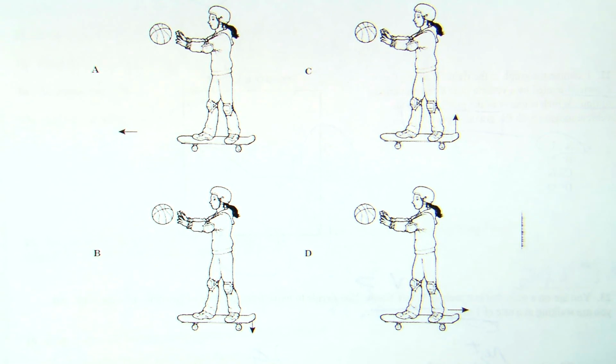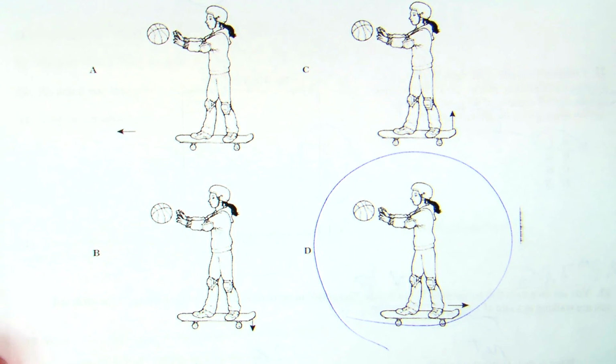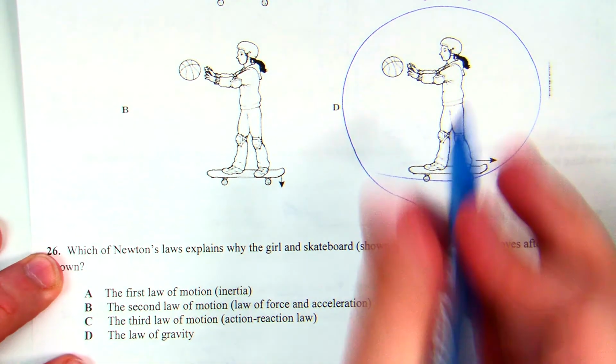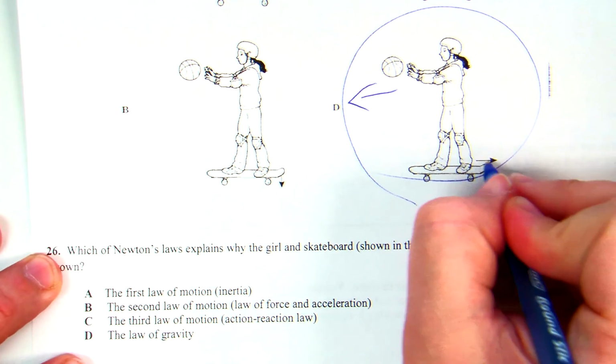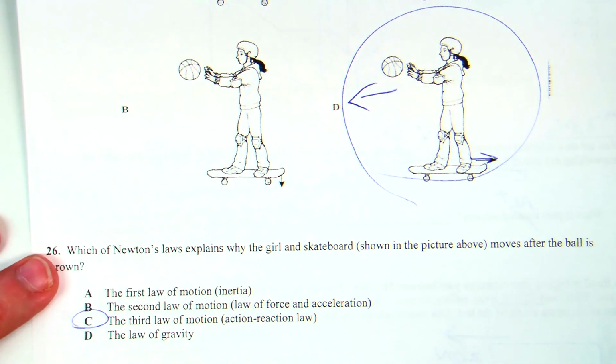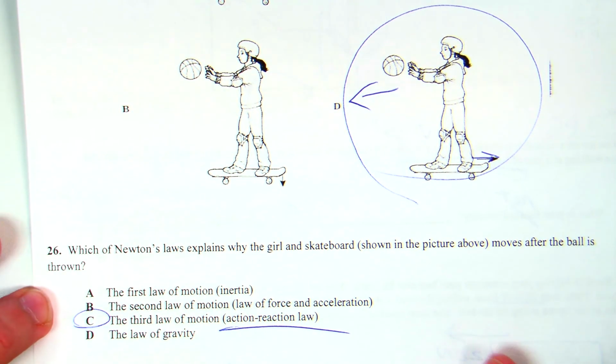So put yourself in this situation. You're on a skateboard, you throw a ball forward, what are you naturally going to do? You're going to go backwards. And you know that from your in-class project and from your reading and your notes that when something goes one way and it reacts another way, it's the third law. Action-reaction law. Very fair question. Everyone should have gotten that right in this class.